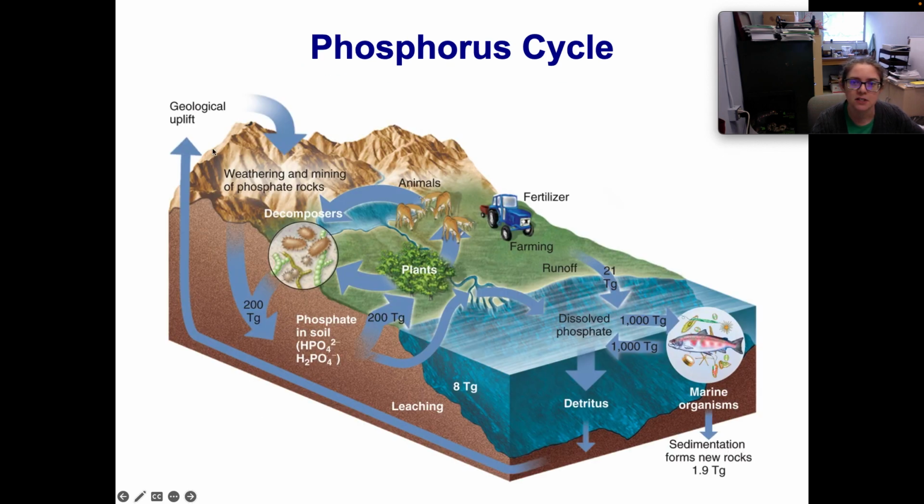This shows the phosphorus cycle. You can see again, there's no gas phase, so it's not in the air. It weathers from rocks and mining of phosphate rocks. It's taken up by plants. It's also mined to be fertilizer. It runs off into the ocean and can also soak into the groundwater. And sometimes when there's geologic uplift, new phosphorus deposits are exposed that can be weathered and enter the cycle again.